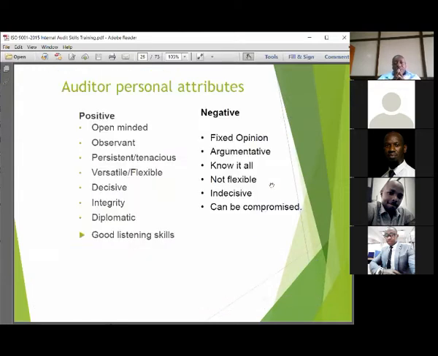Now, as a person, your character, how do you carry yourself as an auditor? There are those attributes that you should have, and they are the ones listed there as positive, not the negative ones. A good auditor is an open-minded person. So you are open-minded. As you gather information, you ask questions and you receive answers. But be open-minded. There are many ways to kill a cat. So don't just think that the way you know it is the way it should be.